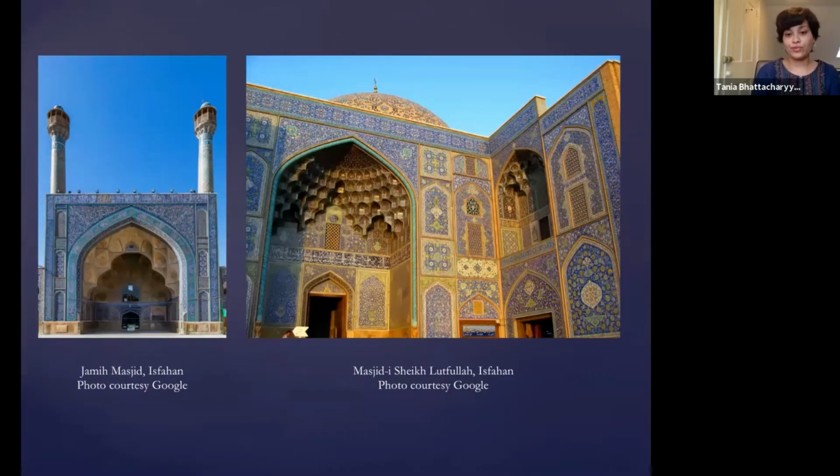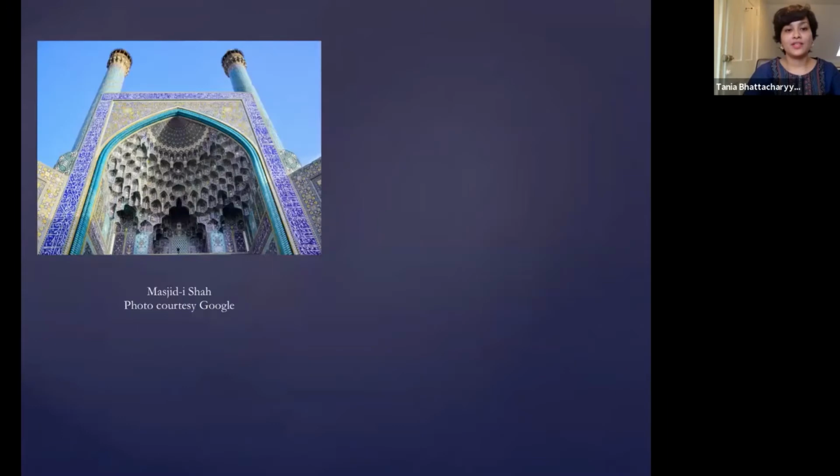The second photo is of Masjid-e-Sheikh Lutfullah, also in the Naqsh-e-Jahan Square in Isfahan. You will notice again the stunning blue tile work, the sort of honeycombed entranceway structure. All of these have technical names. I'm not an architectural historian, but anyone seeing these images will notice the similarities. This photo is of Masjid-e-Shah, another mosque in the same square in Isfahan.